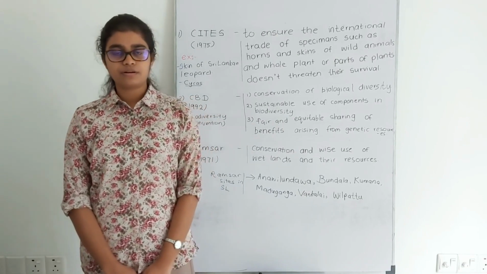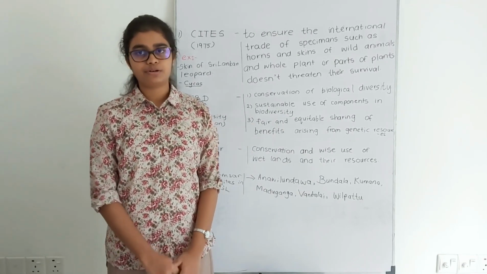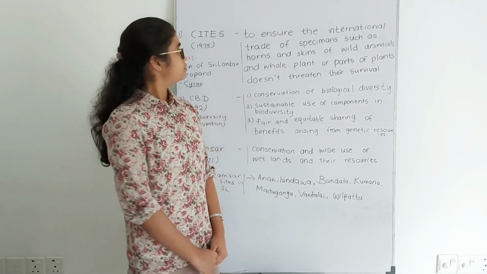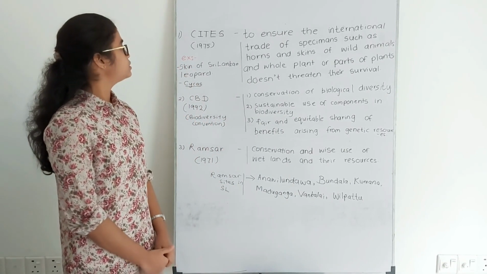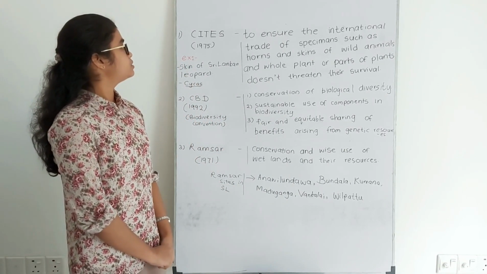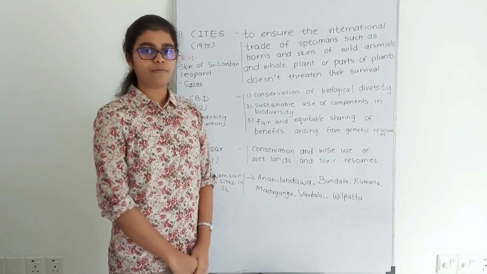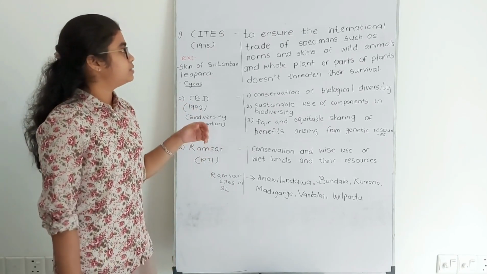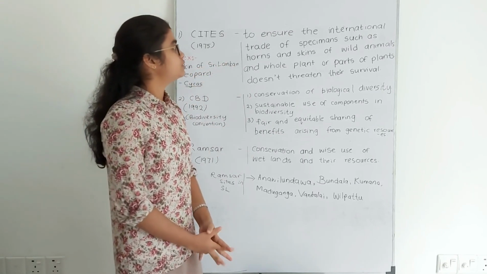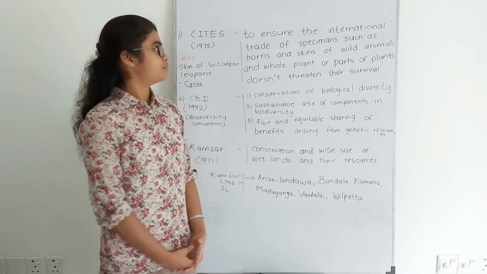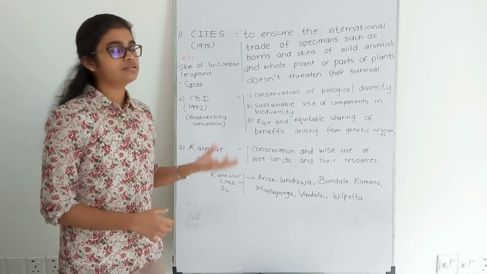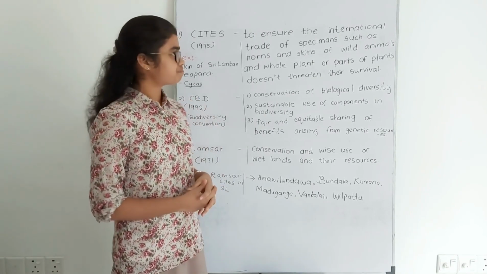Next we are going to talk about the conventions and the protocols. The first one is CITES. It is the Convention of International Trading of Endangered Species of Wild Fauna and Flora. The main goal is to ensure the international trade of specimens so that it doesn't threaten their survival.